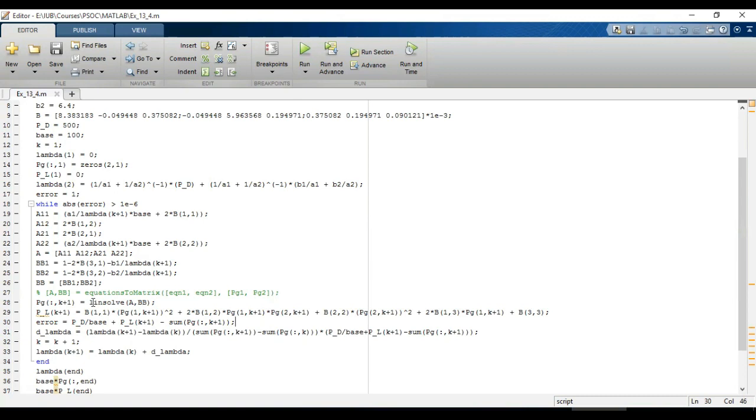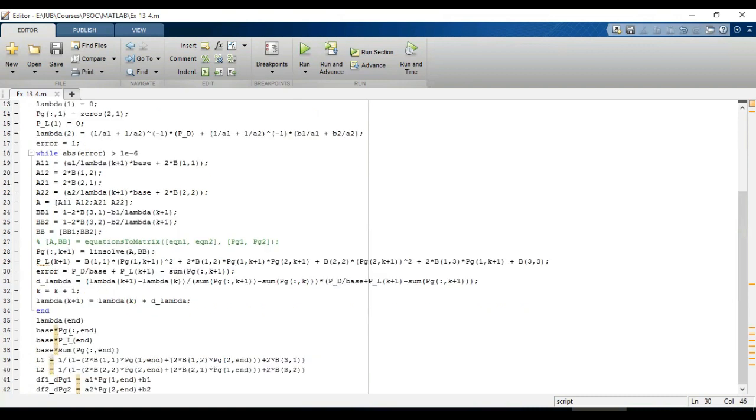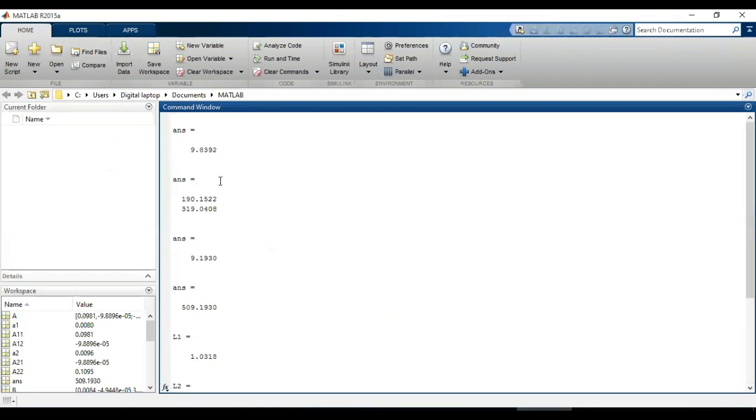So as the iterations go on, at some point we will see our error becomes less than 10 raised to power minus 6, and in that case that loop will be terminated, and we will get final values of lambda, powers, loss power, similarly penalty factors, and incremental fuel cost functions. Okay, so you can write this code by yourself as well. And now I am running this code, and after running this code, you can see I have obtained my results.